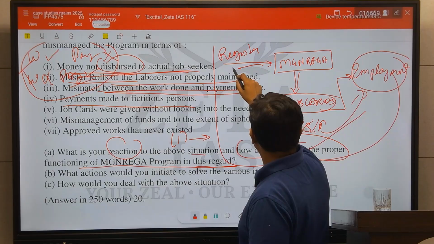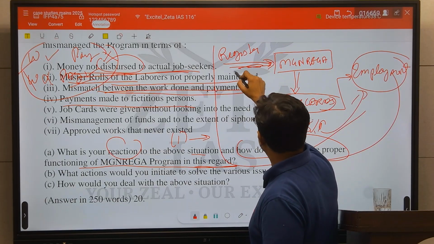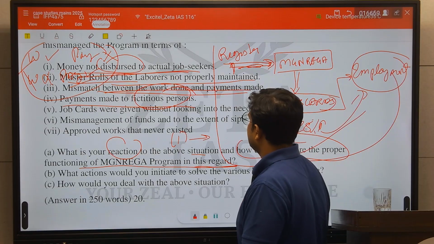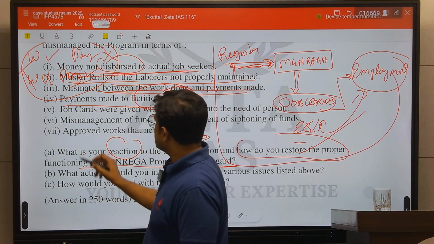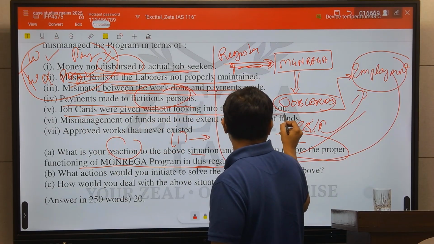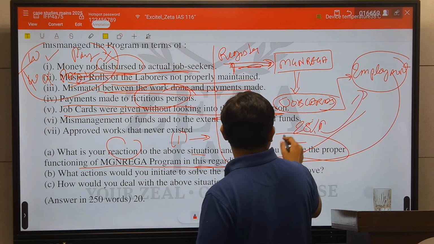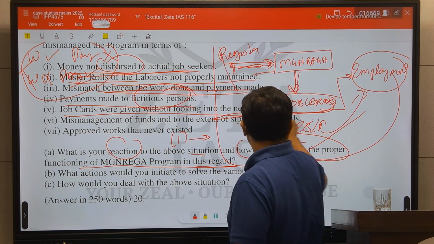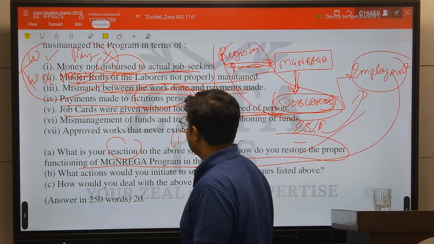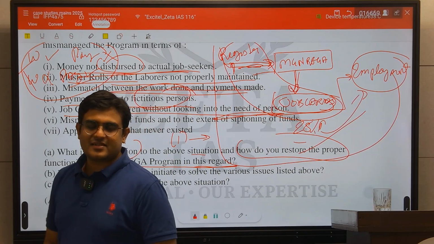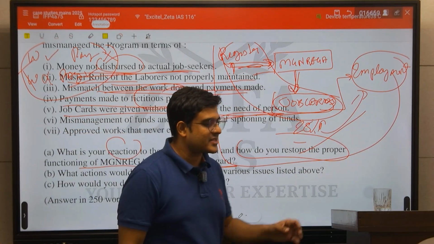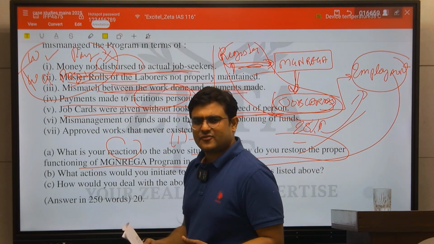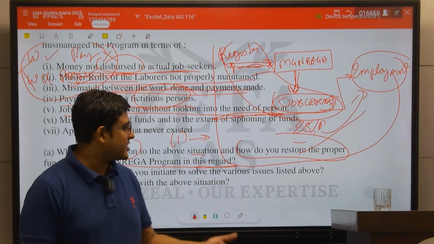Fictitious person. Now you have to register on MGNREGA. So who made this registration? Who is this fictitious person? Job cards were given without looking at the need of the person. So you register the need of the person, then you give the job card. Then here also the problem lies on the portal, that you digitize it. You need to warn your personnel who are doing this scam and initiate inquiry, and of course whatever disciplinary action is there, you will initiate.